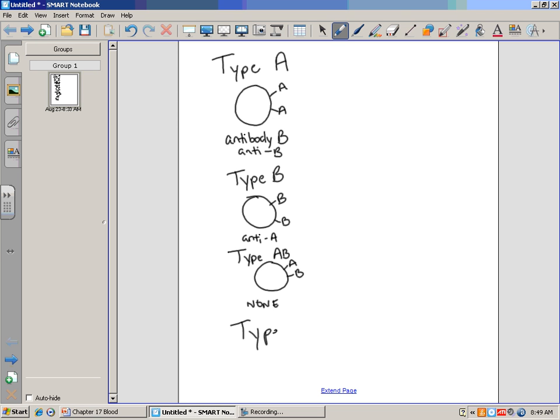The last blood type is type O. What's he got on his surface? Nothing. Not nothing, but he doesn't have A's or B's. What antibodies does he have? He has anti-A and anti-B. I'm so sorry, this is so nasty and messy looking. So I wrote all that down one side.